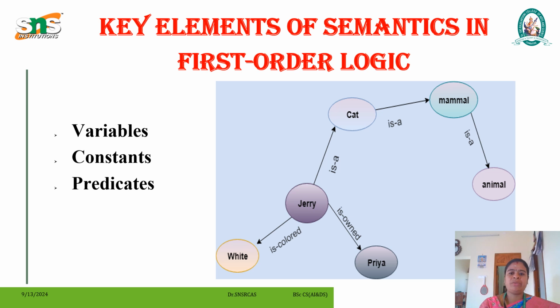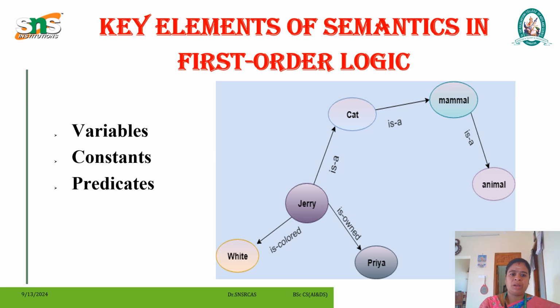Next one, key elements of semantics in first order logic. There are several key elements. First one is variable. Variables represent placeholders for an object or element within the domain. Next one, constant. A constant represents a specific element within the domain. Next one, predicate. Predicates are expressions that can be true or false depending on the objects they are applied to.